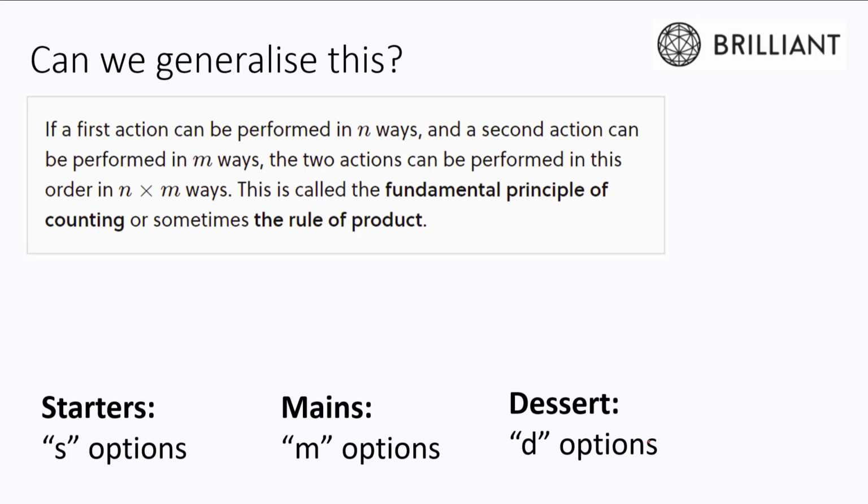But if a first action can be performed n ways, there are n options in that first slot, and a second action m ways, the total is nm. N times m, the 2 actions can be performed in that many ways. So for ours, starters, mains and desserts, it's just s times m times d.